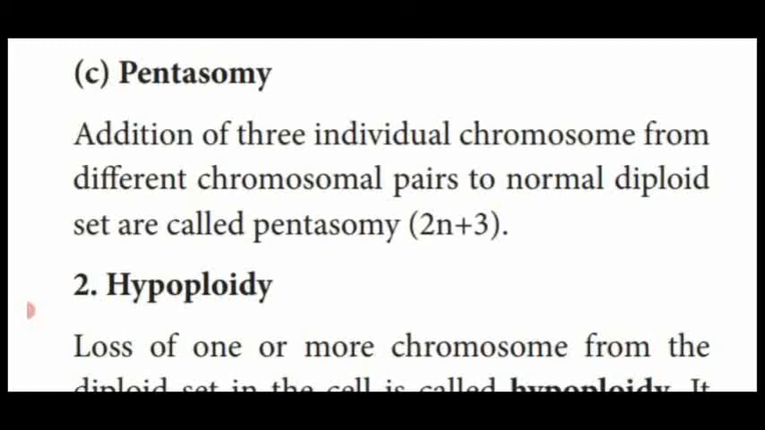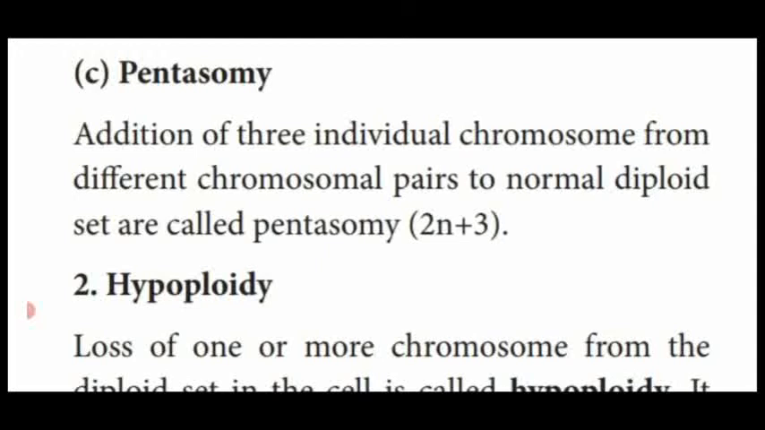So tri means a single chromosome, tetra means 2 single chromosomes, penta means 3 single chromosomes. Trisomy and tetrasomy are again divided into double trisomy and double tetrasomy. That means adding two or more sets of chromosomes in tetrasomy. The formula is 2n plus 2 plus 2. Like double trisomy, where we add two individual chromosomes, that is 2n plus 1 plus 1.